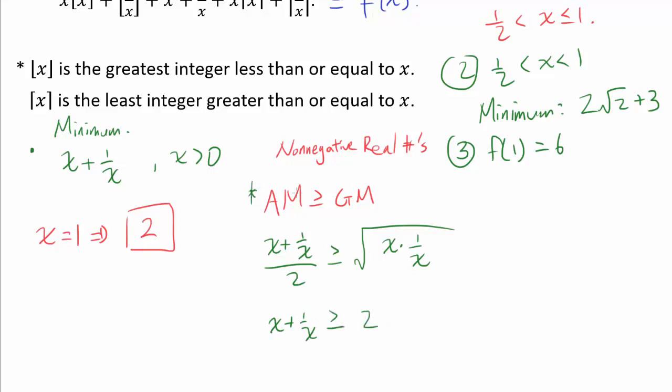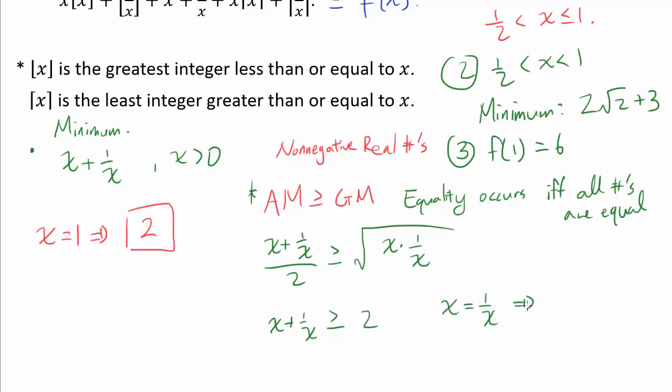And the AM-GM inequality also tells you that equality occurs if and only if all of the numbers that we're taking the average of are the same. So in this case, equality is going to occur when x is equal to 1 over x, and for x greater than 0, this immediately implies that x is 1. So we have shown that for x plus 1 over x with x greater than 0, the minimum exists and is equal to 2, occurring at x equals 1, and occurring only at 1.